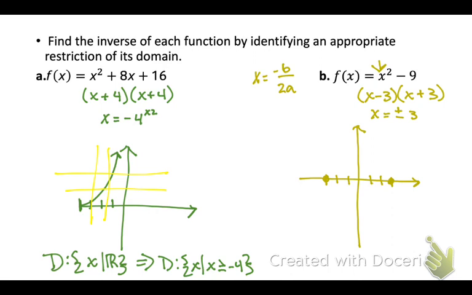So what's the b value? 0. So 0 over 2 is what? 0. Is 0 right in the middle there? Yeah. And if I plug in a 0, I get negative 9.